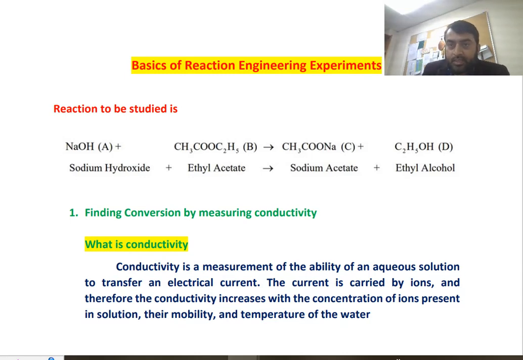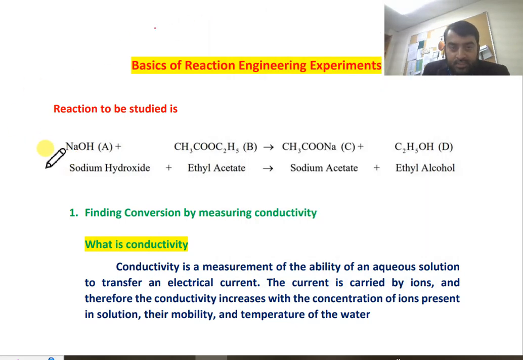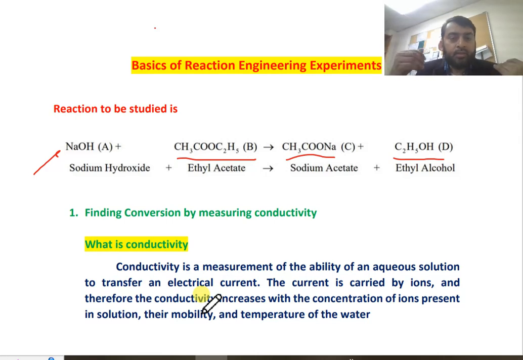The reaction we are going to study is the saponification reaction, which is this. Sodium hydroxide reacts with ethyl acetate to give you sodium acetate and ethanol. So you mix them or you react them in CSTR, in plug flow reactor or in batch reactor. Since the reaction is the same, now your first job is to get the conversion. How much is the conversion?